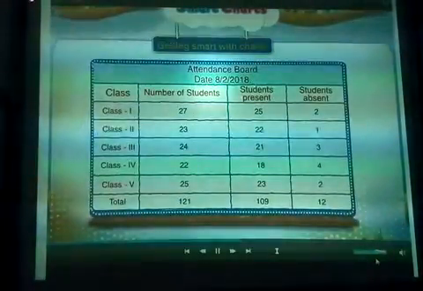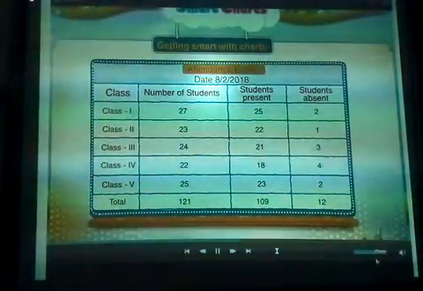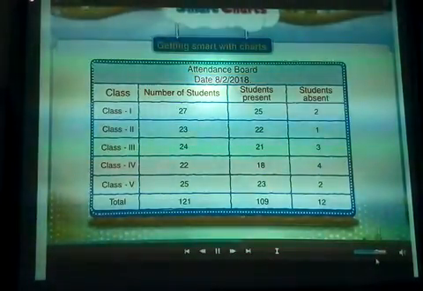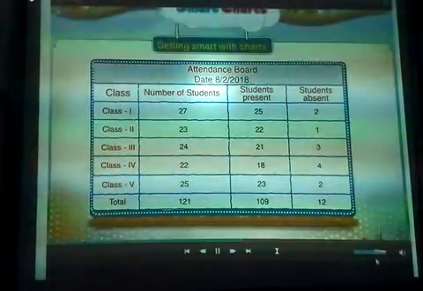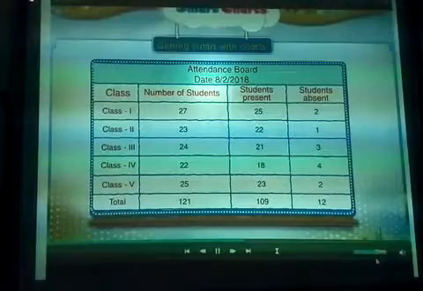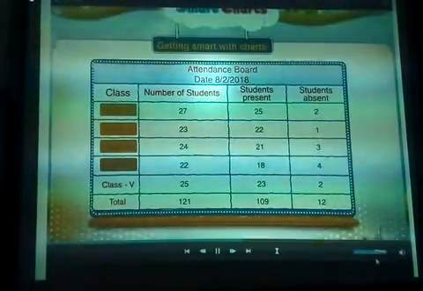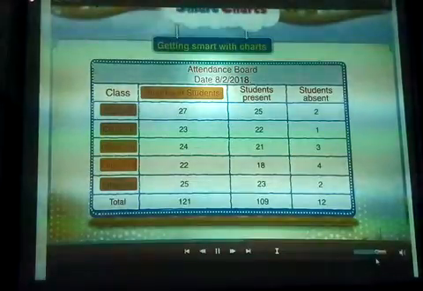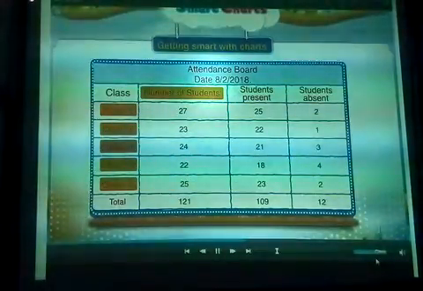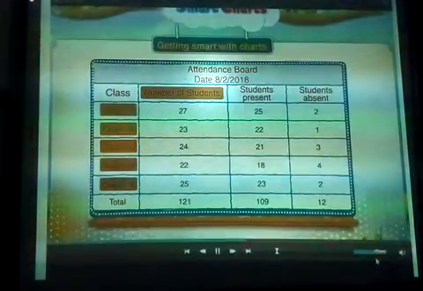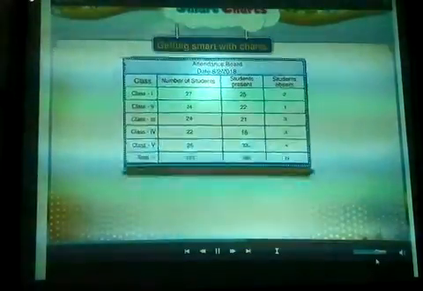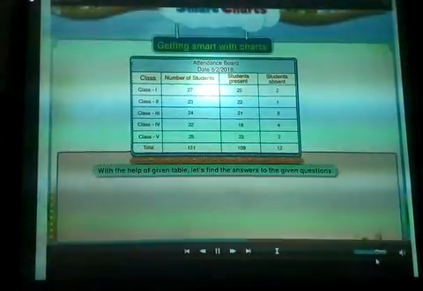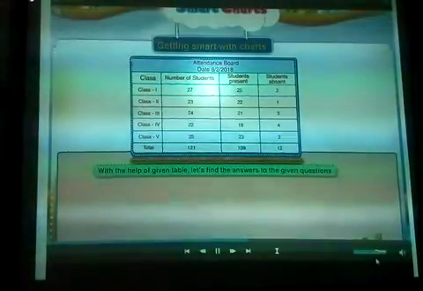Getting smart with charts. It is giving information about attendance. It is of the date 8/2/2018. It gives information of students from class 1 to class 5, the total number of students in it, and additional information about it, like the number of students present and the number of students absent. With the help of the given table, let's find the answers to the given questions.